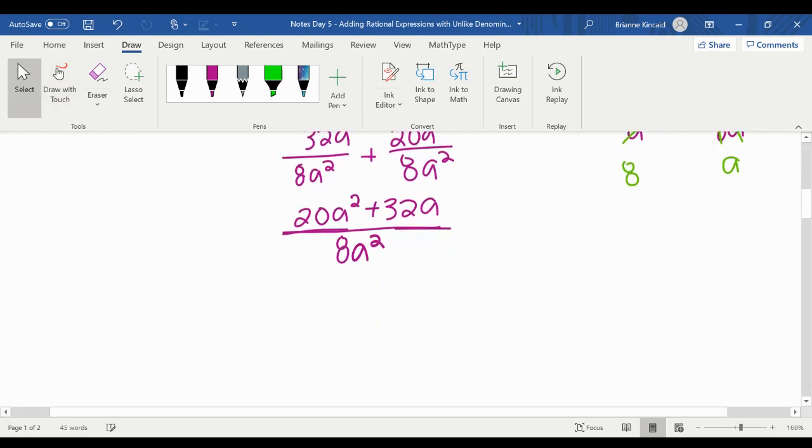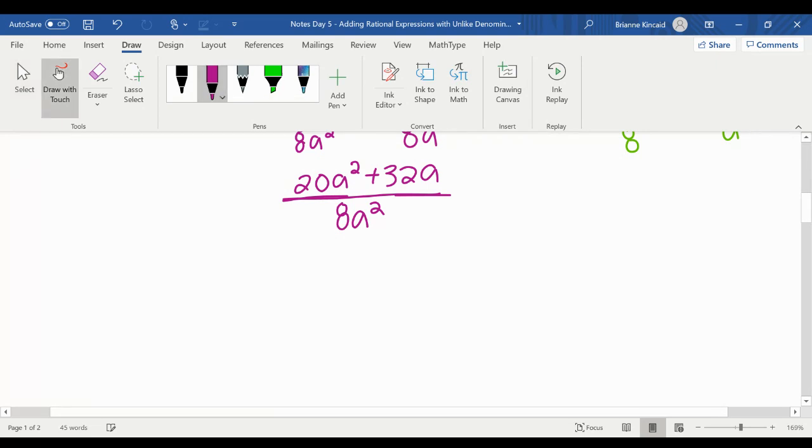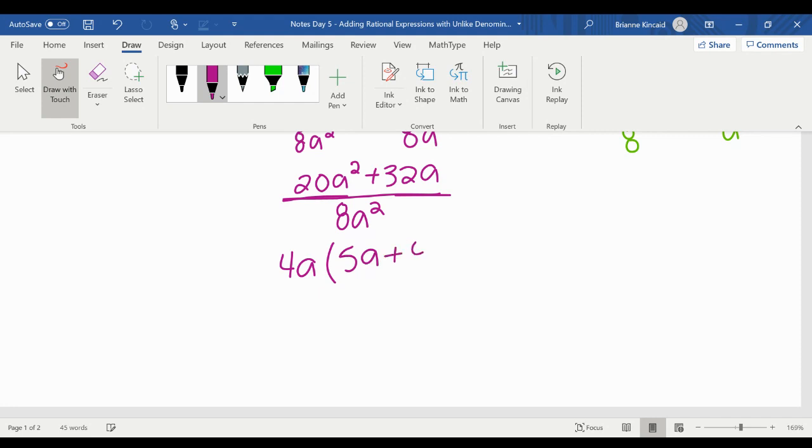And now I treat it like any other simplifying problem. In the numerator, I try to factor it. The first thing I look for when I factor is a GCF. I have a GCF of 4a. What we're left with is 5a plus 8 over 8a squared.